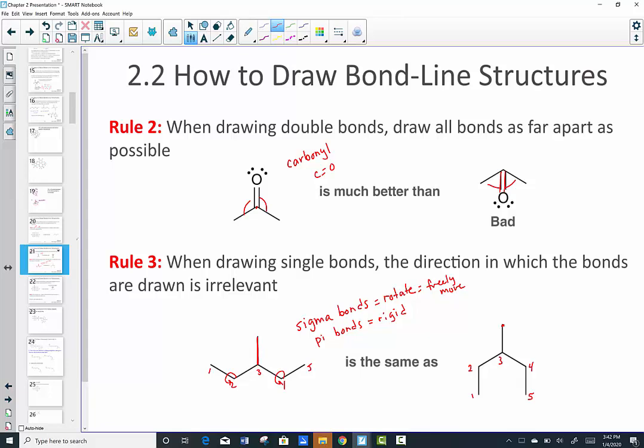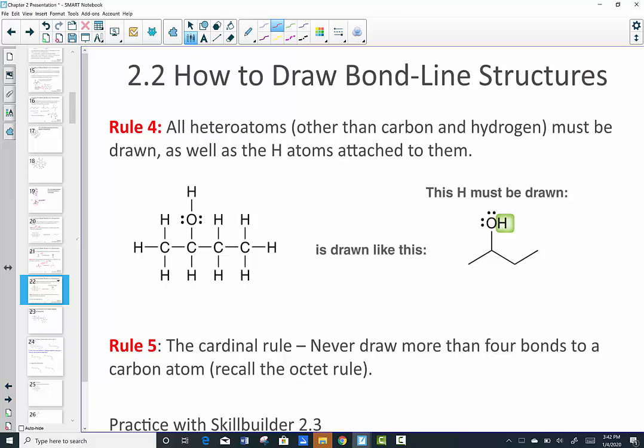Rule four. All heteroatoms, and that term heteroatom refers to anything other than a carbon or hydrogen in these functional groups, have to be drawn, and you have to include the hydrogen attached to them. So here we have a functional group called a hydroxyl group. It's an alcohol. I have to include the hydrogen on the oxygen, but I am allowed to drop all the H's that are attached to carbon.